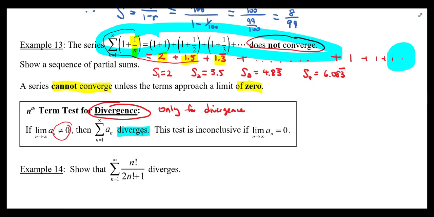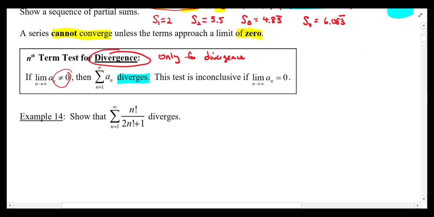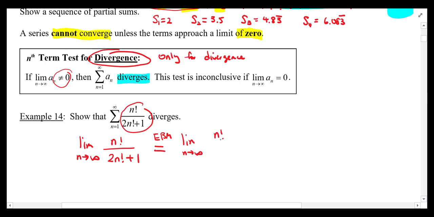Okay? So now, as our last example, if I ask you to show that this thing diverges, what you can do is really just take the limit as n approaches infinity of the a sub n term, which is the expression. Okay? So take the expression n factorial over 2n factorial plus 1. And I'd like to ask you to evaluate this to see if this actually equals 0 or not. Well, by the end behavior model, I hope you can see that I don't have to worry about that plus 1 because the factorial is huge. And then, of course, these factorials just divide out. So you're left with the limit as n approaches infinity of 1/2, and that equals 1/2. And that, of course, is not 0.